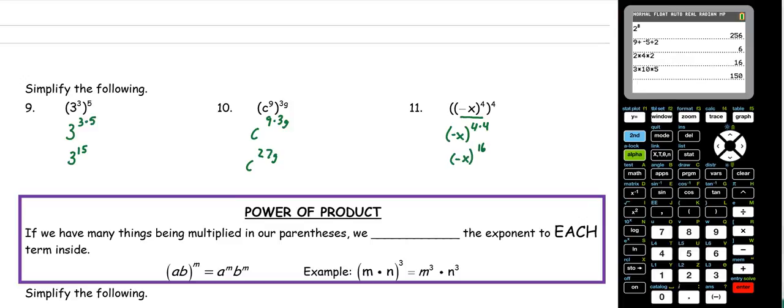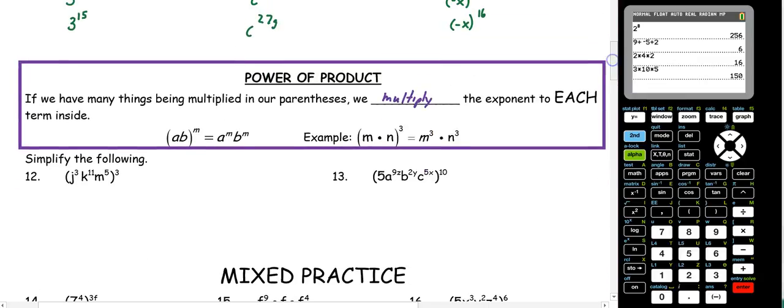Our last exponent property today, then, is the power of a product. So if you have things being multiplied in the parenthesis, we're still going to multiply the exponents. This time we're going to multiply both exponents. So in number 12, we have a 3 exponent on the outside. So everything is going to get multiplied by a 3 exponent. So we have j to the 3 times 3, k to the 11 times 3, and m to the 5 times 3, which simplifies to j to the 9th, k to the 33rd, and m to the 15th.